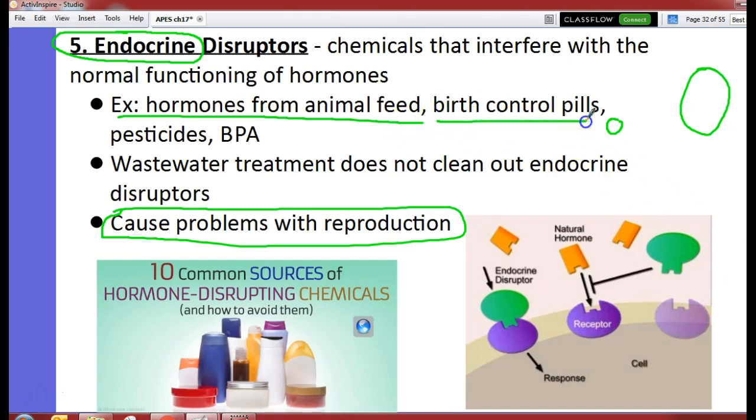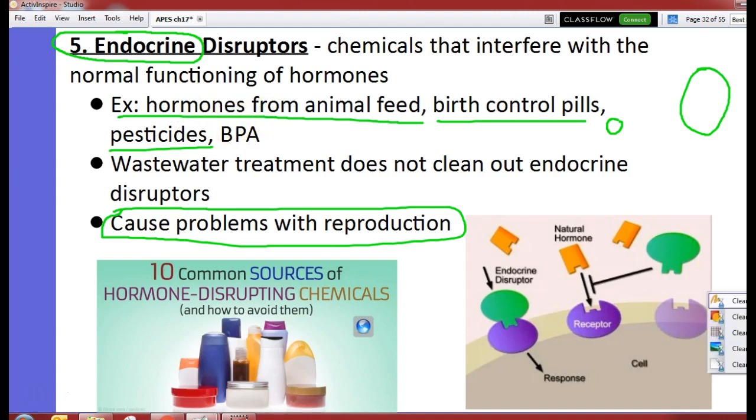Birth control pills, those disrupt your hormones, but they do it on purpose. That's why we take them, okay? We take them because it stops your body from releasing an egg so that you can't get pregnant. Some pesticides, actually most pesticides, but the key here is they have to be in large enough quantities. So that's why people who work with pesticides in, say, a pesticide factory or they spray pesticides, a lot of times have a lot more health issues than somebody who is a regular old person and doesn't have a lot of contact with pesticides.